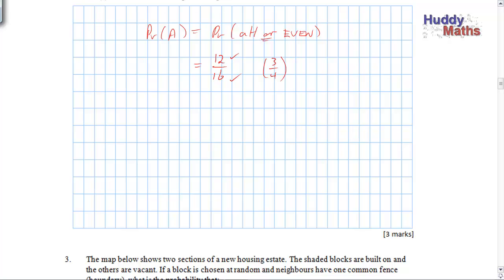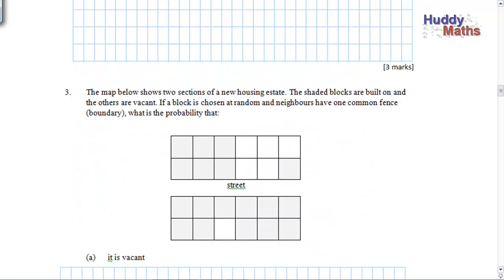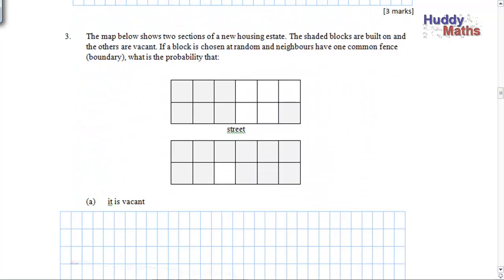Okay, let's have a look at question 3. Question 3 took a bit of reading. Okay, 2 sections of a new housing estate, shaded blocks, so the shaded blocks are built on, the others are vacant. Okay, and here it's saying if the block is chosen, around roads have one common fence. So there's a street in between. That's going to be important. What's the probability of it being vacant?